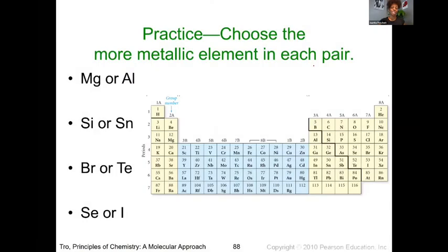So last but not least for this chapter, we're going to pick out of this pair who has the more metallic element. So between magnesium and aluminum, magnesium is further to the left, so it would be more metallic. Between Si and Sn, Sn is further down, and so it would be more metallic. Between bromine and Te, tellurium is further down and to the left. So we would select that. And between selenium and iodine, we would say that they're opposing trends. So we can't pick one or the other.